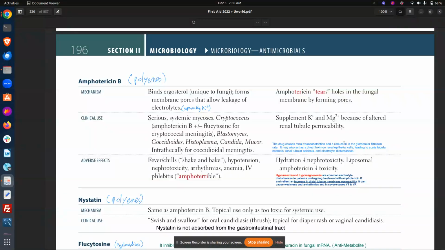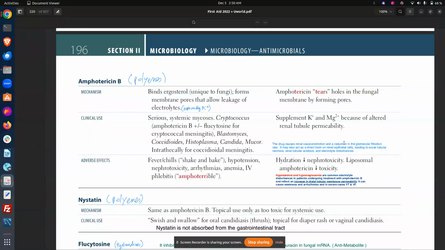What are the adverse effects of amphotericin B? First, it causes fever, it causes chills, it can cause hypotension, and it is nephrotoxic, causing nephrotoxicity directly or indirectly. It causes hypokalemia and hypomagnesemia. Other side effects include anemia and IV phlebitis. These are all side effects you should remember.